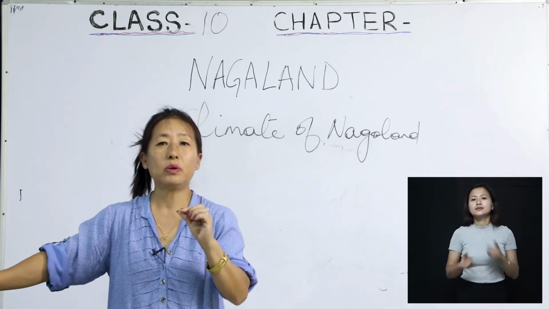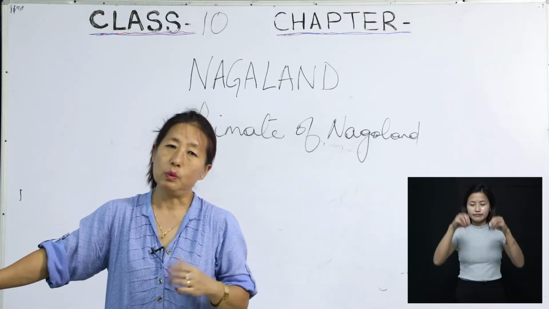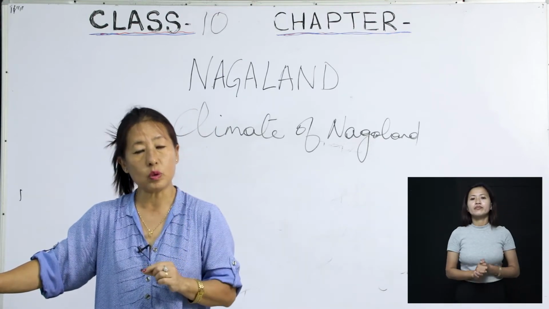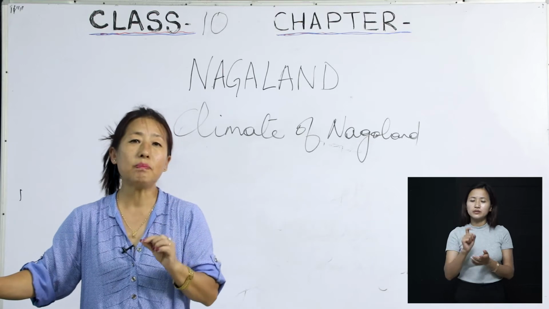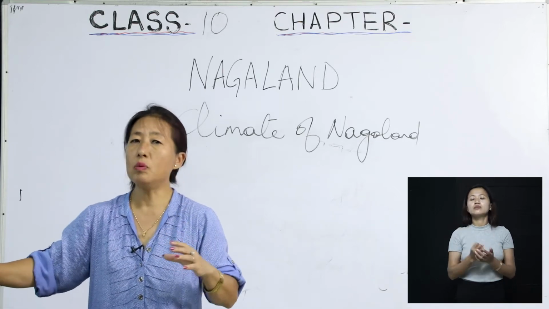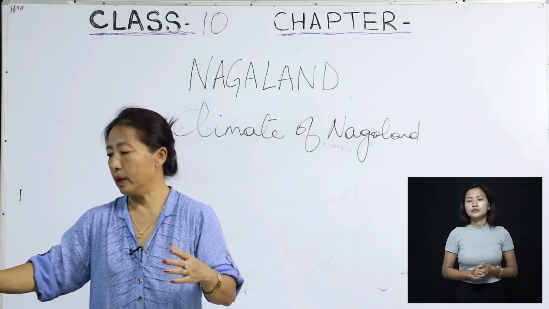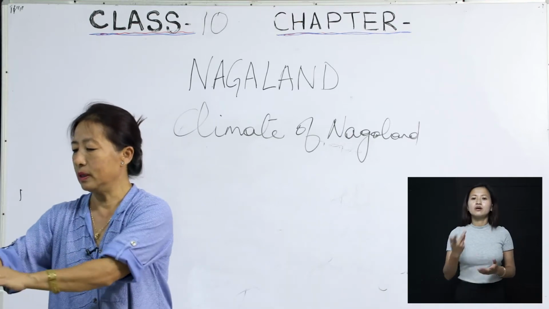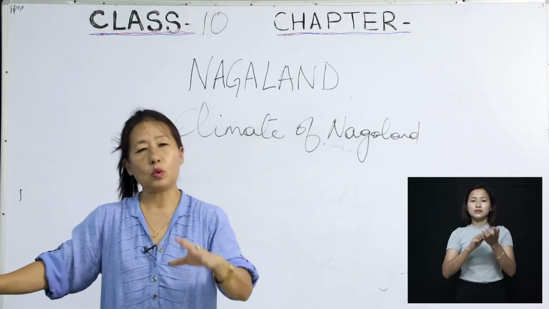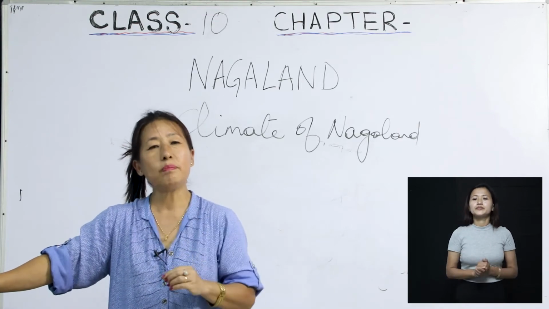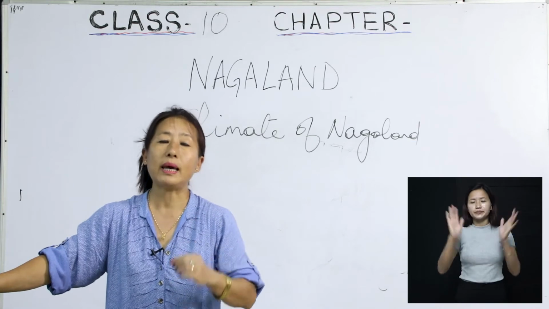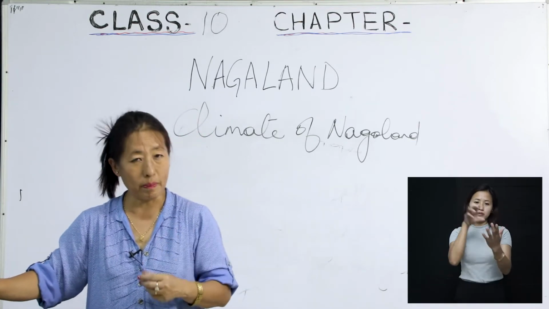Then talking about rainfall, okay? We know we get lots of rainfall, isn't it? So talking about this rainfall also, you need to mention how many centimeters we get. All those you have to mention when you write about the climate. Then only you will be able to score more marks.